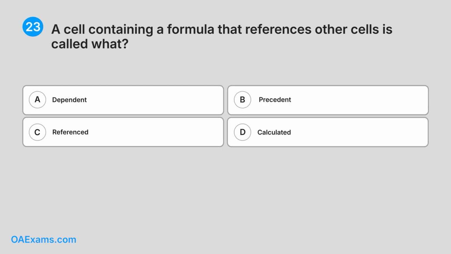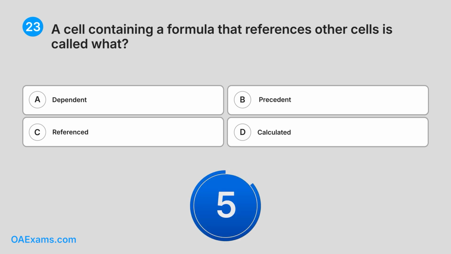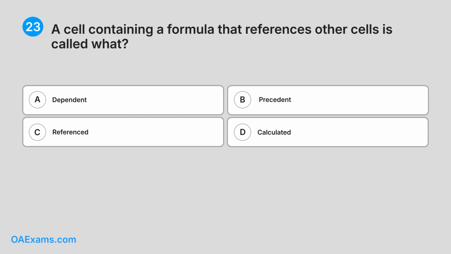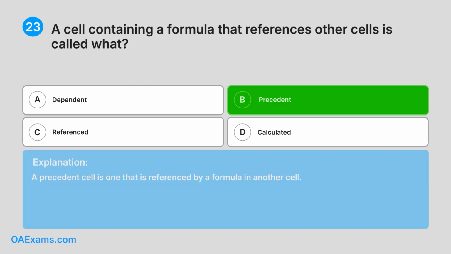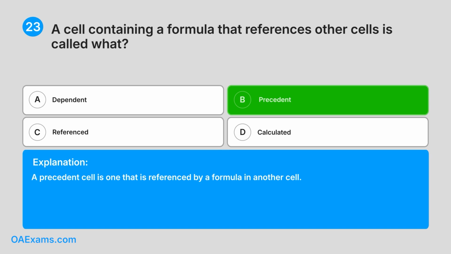23. A cell containing a formula that references other cells is called what? A. Dependent. B. Precedent. C. Referenced. D. Calculated. What do you think is the answer? Correct answer: B. Precedent. Explanation: A precedent cell is one that is referenced by a formula in another cell.